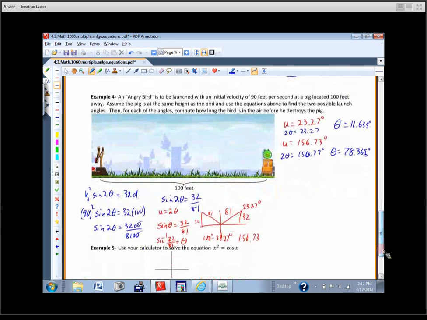Okay. Is that the answer to this particular problem? It's part of it. It says find the two possible launch angles. So we've got that part taken care of, but it also wants us to figure out how long each one of them is in the air. Definitely that lower trajectory is going to get there faster. It's not going to be in the air as long.